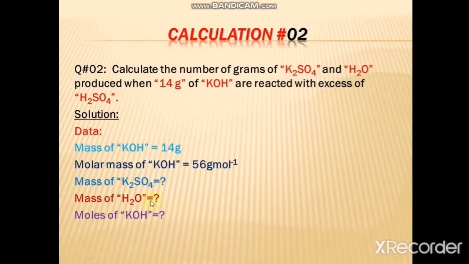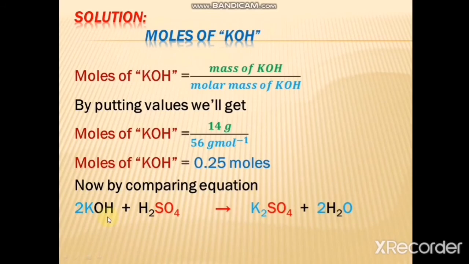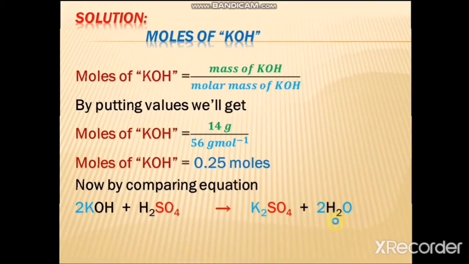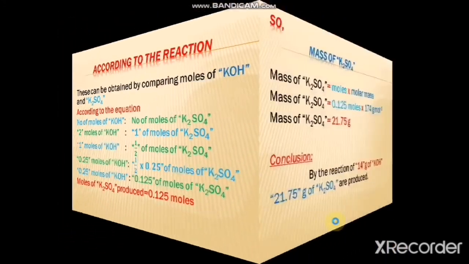Now students, in the second part, you have to find the mass of water from these 14 grams of potassium hydroxide. For this purpose, again look at the equation. The molar ratio of potassium hydroxide and water is, look here, from 2 moles of potassium hydroxide, 2 moles of water are produced. So we are going to make a comparison of the number of moles of potassium hydroxide and the number of moles of water.